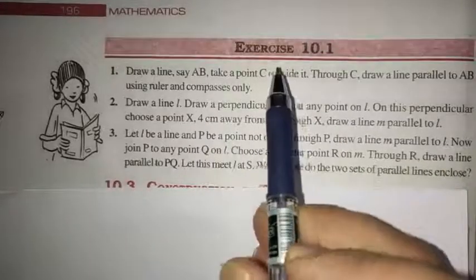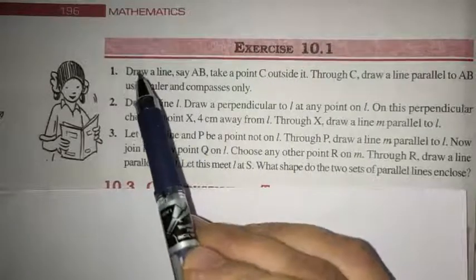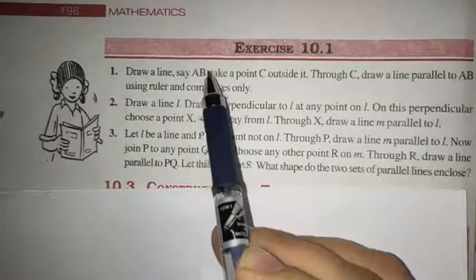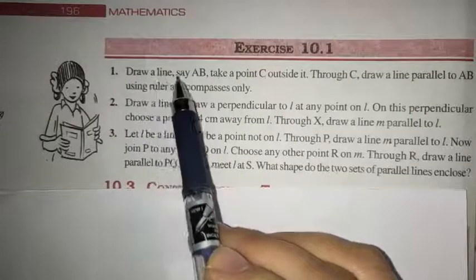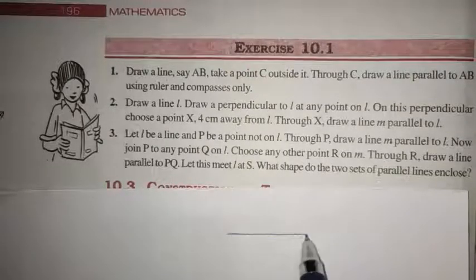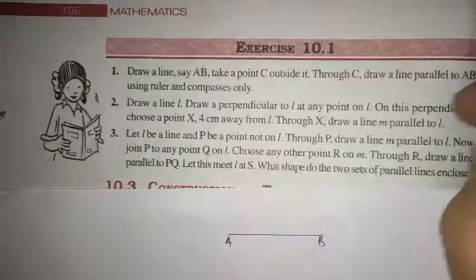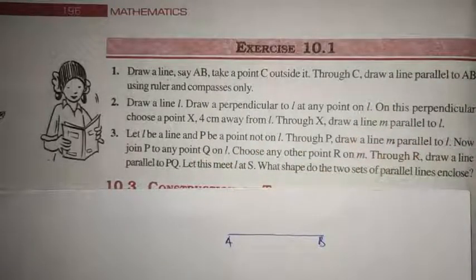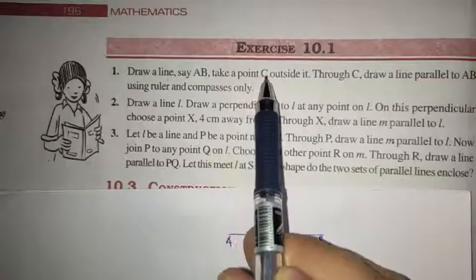So here we have question number 1 from exercise 10.1. The question states: draw a line, say AB, take a point C. First of all, you have to draw a line, say AB. I'll show you roughly how you'll do it. You have to draw a line AB. While doing a construction, whatever the question is saying, whatever steps they are asking us to do, we have to follow that one by one. So draw a line, say AB. We did it. Take a point C outside it.